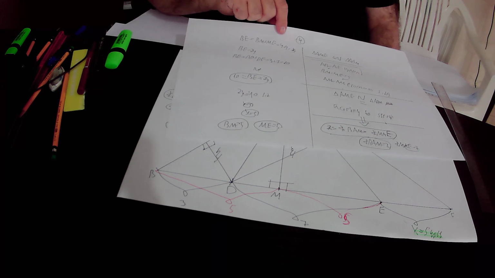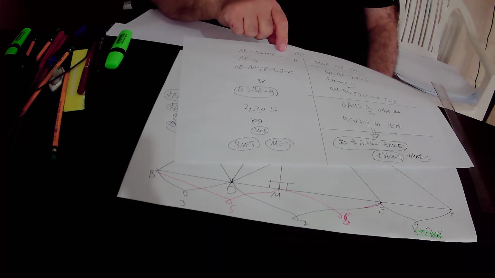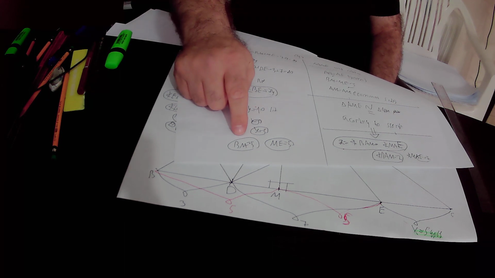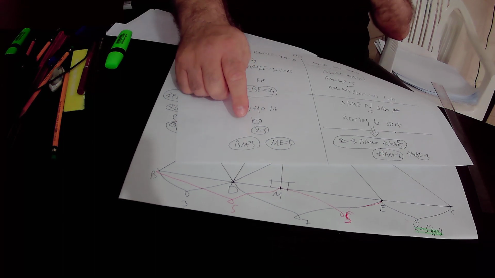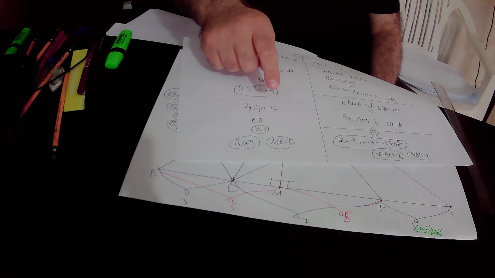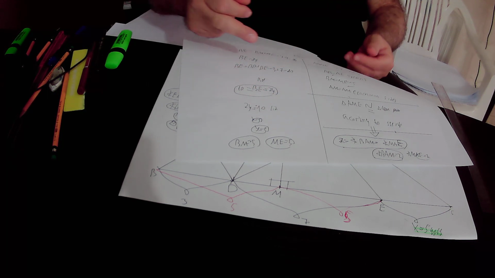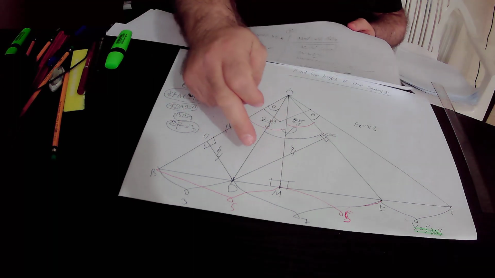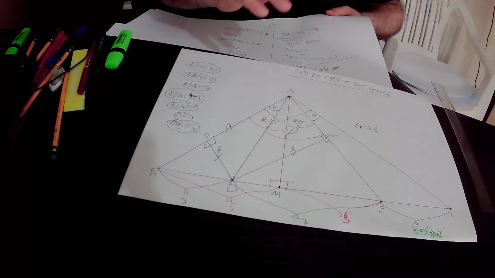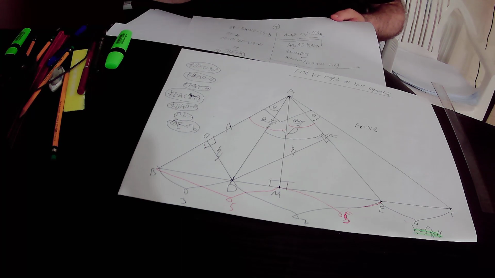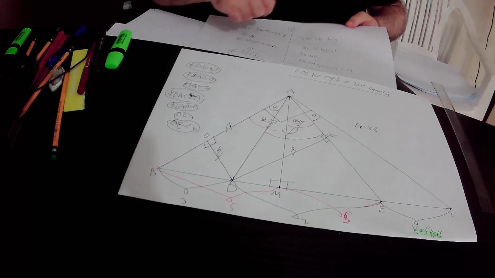Y equals 5 units, but Y is actually also equal to BM. So if Y equals 5 units, then BM will also equal 5 units. And ME is also Y, so ME will also equal 5 units. So BM equals 5 units and ME equals 5 units. That is what we found from the isosceles triangle ABE, according to equation number 1.